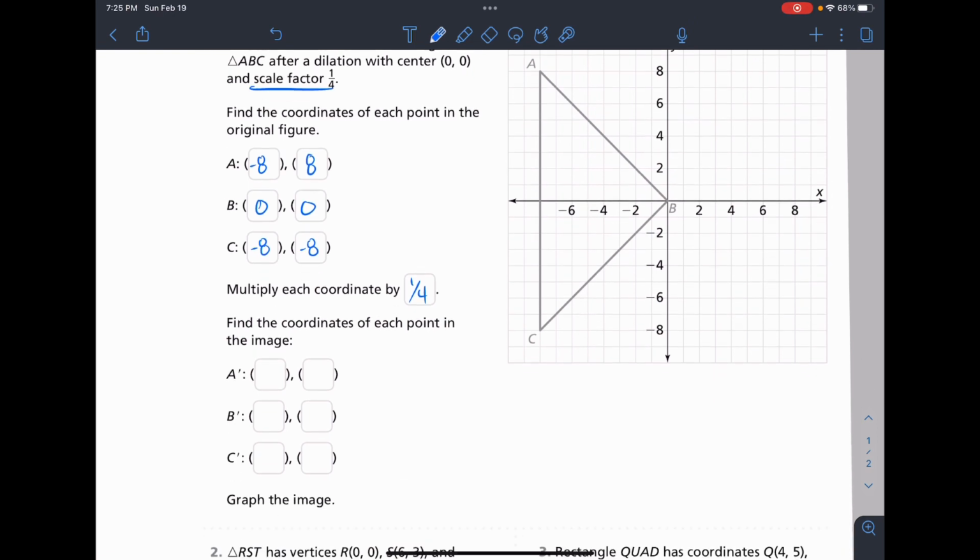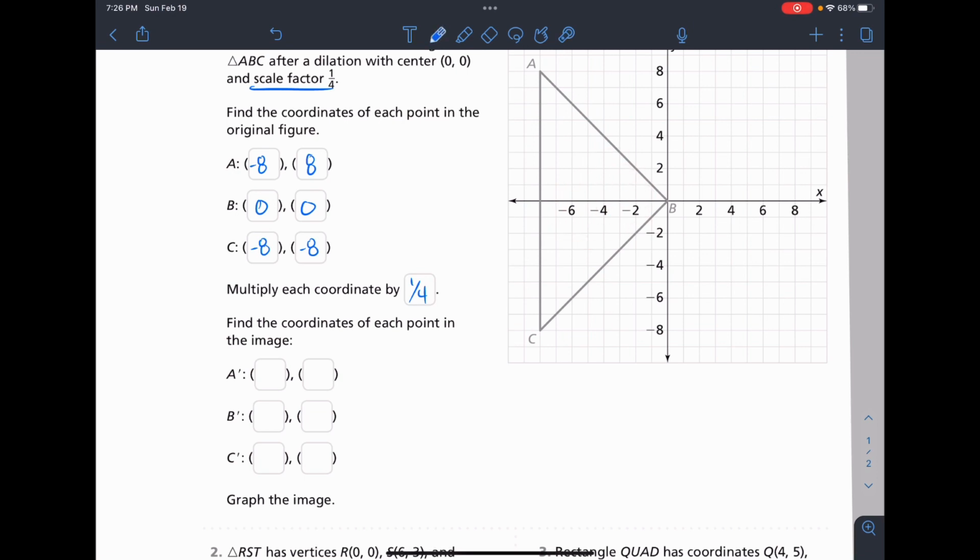So if you do that, it says find the coordinates of each point in the image. So we're going to write down our new coordinates here. We're going to take each one of these numbers, and we're going to multiply each one of them by a 1/4. And we're going to put those answers down here. And then we're going to go graph them and we'll be all done.